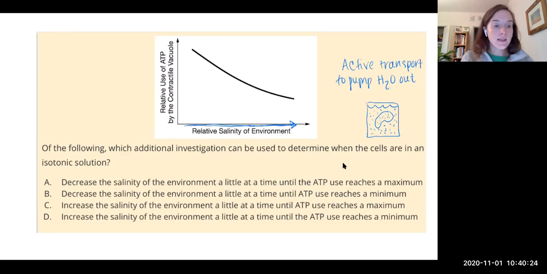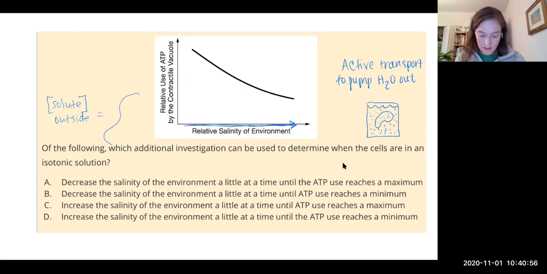Okay, so let's see what they want us to do. Of the following, which additional investigation can be used to determine when the cells are in an isotonic solution? Okay. So in an isotonic solution, we know that the concentration of solute, and if I haven't said it out loud specifically, these brackets mean concentration, that the concentration of solute outside the cell is equal to the concentration of solute inside the cell.